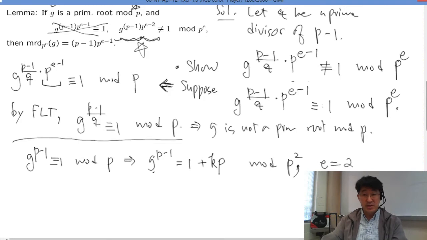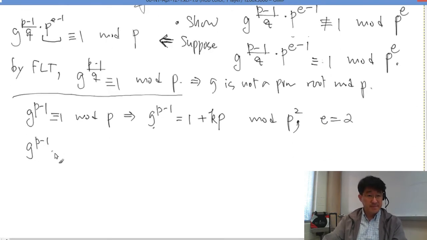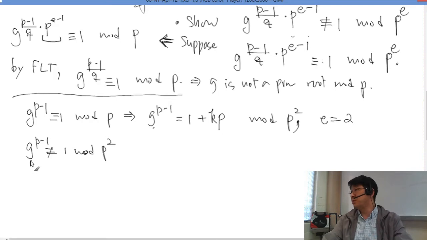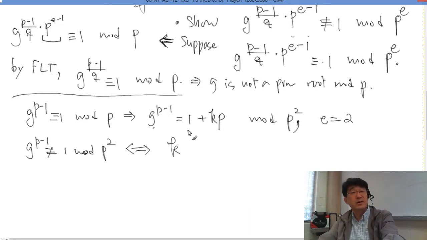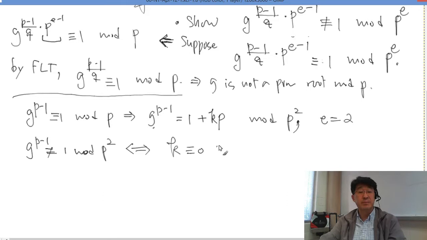So if this is not 1 mod p squared, that's the statement we want to establish, then g is a primitive root, right? Is equivalent to condition on k. What would you say? There's already one there. When is this 1 mod p squared? When k is divisible by p. Is that right? Not divisible by p, sorry. Not divisible by p, then it is not congruent to 1 mod p squared. Divisible by p, it is congruent to 1 mod p squared.